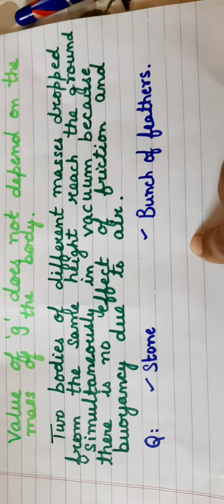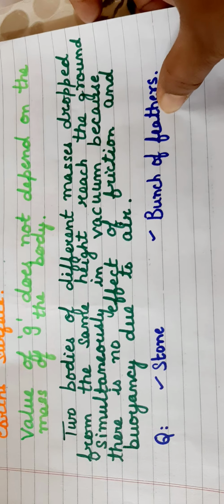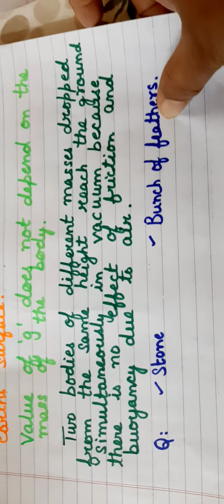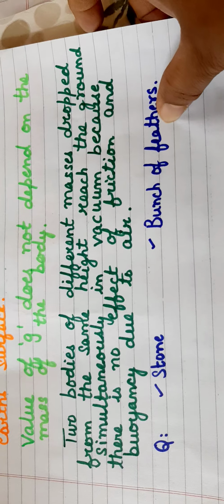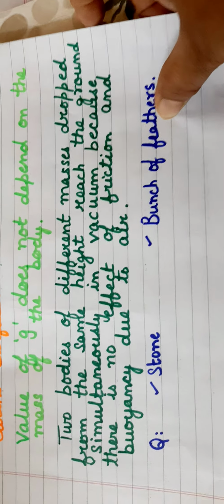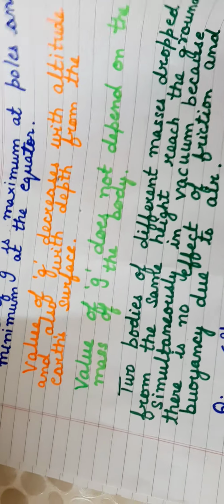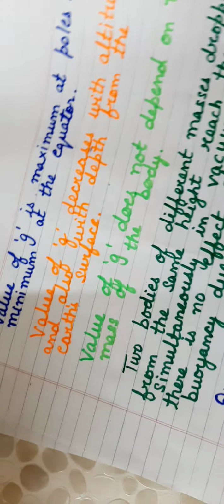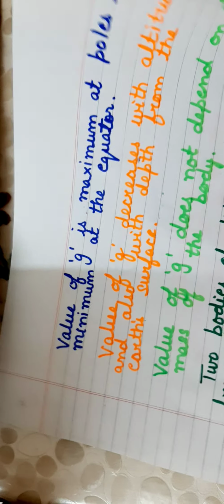And if you want, you can also try it out. You can go to the second floor or the third floor or a height and drop a feather and a stone simultaneously and observe your observation, and we can discuss it in the interactive class. This is very important for you to understand acceleration due to gravity and how it varies on the poles and at the equator.